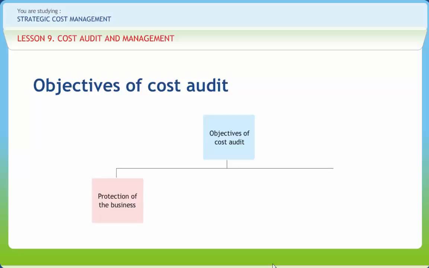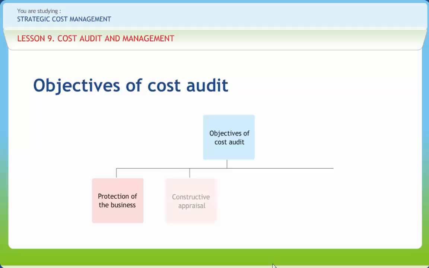The objectives of cost audit are protection of the business. It deals with proper ascertainment and control of cost by detecting errors or ensuring that cost records are compiled correctly and checking accuracy of records in order to verify that cost accounts are correctly maintained in conformity with accepted cost accounting principles adopted in the industry.